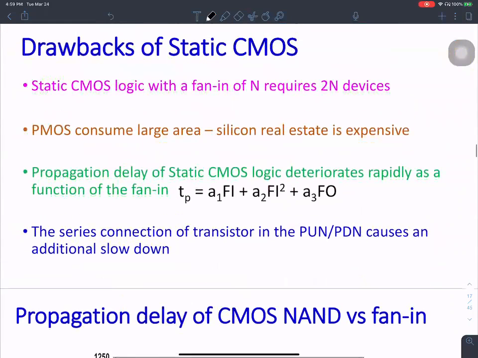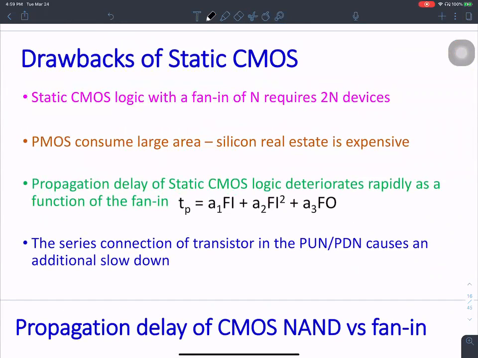So if we look at the drawbacks of static CMOS logic that we just looked at, static CMOS logic with a fan-in of N requires 2N devices. I need N PMOS and N NMOS. PMOS transistors consume a really large area, silicon real estate.